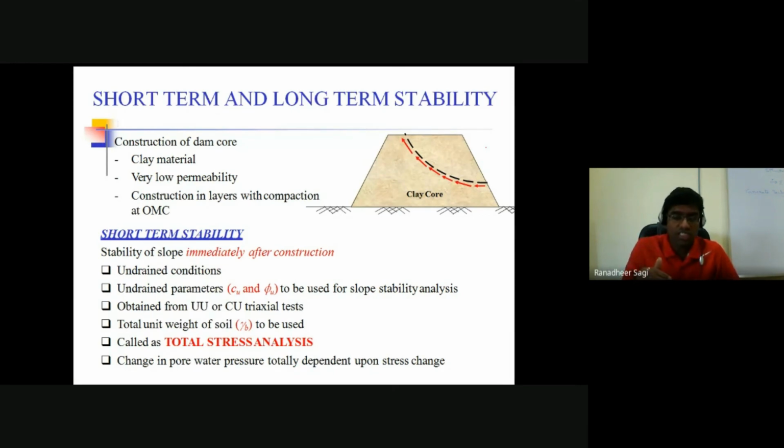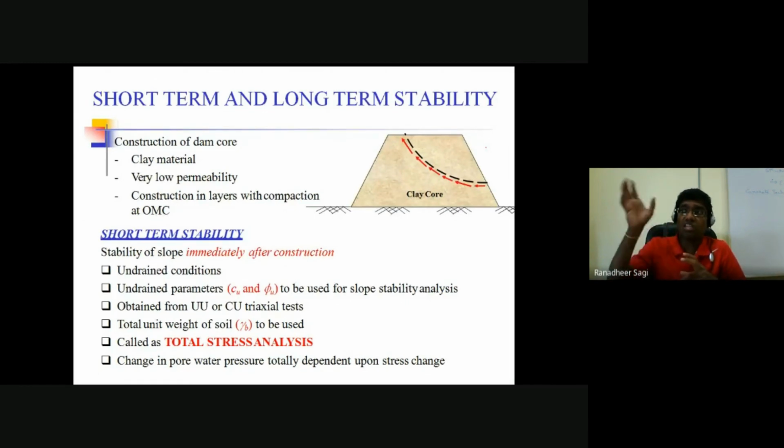That's all about whether you are analyzing that slope on a short-term stability basis or on a long-term stability basis. Short-term stability basis means immediately after the construction of that slope, if you want to know the behavior of that particular slope, then I am going to analyze it based on short-term stability criterion parameters.